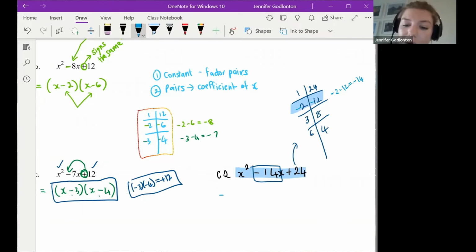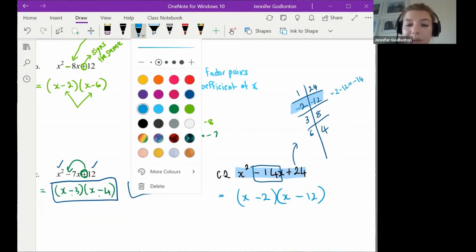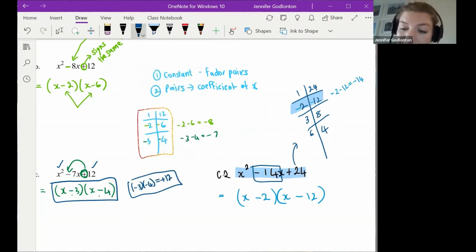So I can say, cool, I'm going to have x, and x, and then -2 and -12. And then we just check that we're 100% right. This was a plus sign, which means our signs need to be the same. They are the same, and they need to be the same as this sign, which is a minus sign. So they both need to be minuses. Then we can check, and we're like, cool, we're all right.